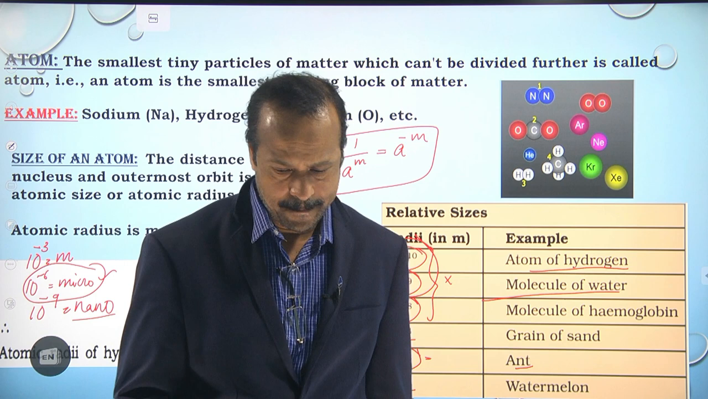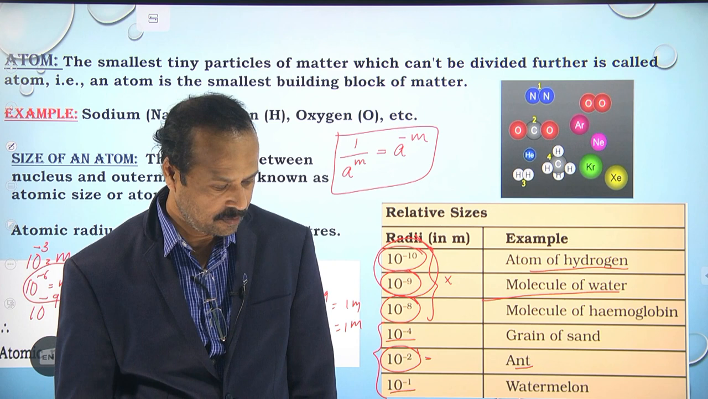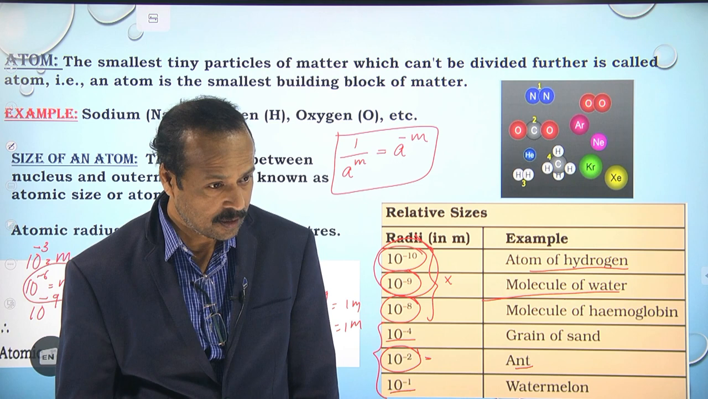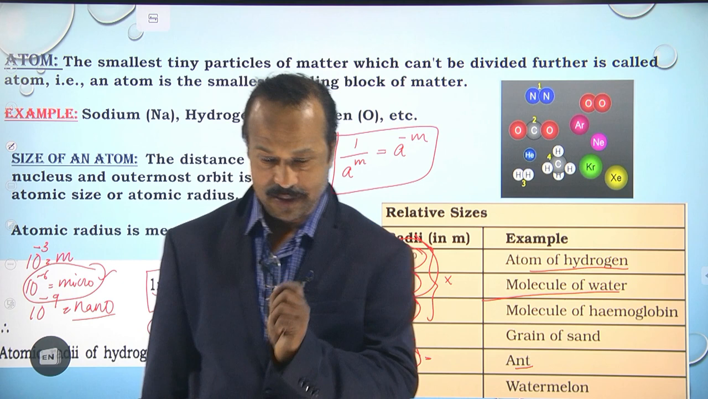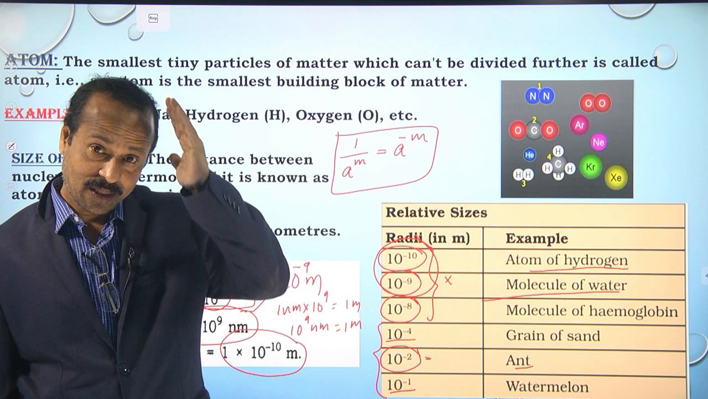Its radius is 10 to the power of minus 10. There is no particle on this earth with a size less than 10 to the power of minus 10, sir. No, hydrogen is small; among atoms, that much is the smallest. But if you go to less than that, you will have a nucleus. The nucleus is a 1000th part of the atom.